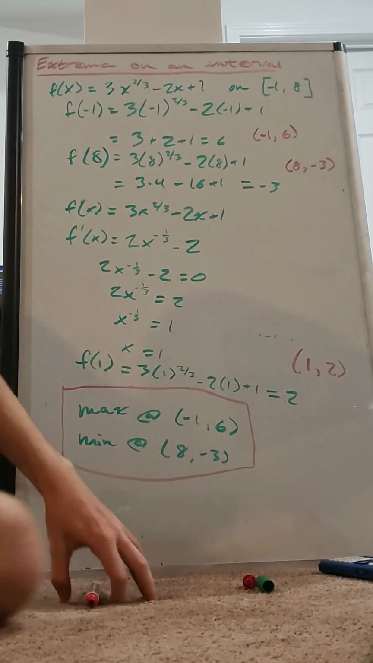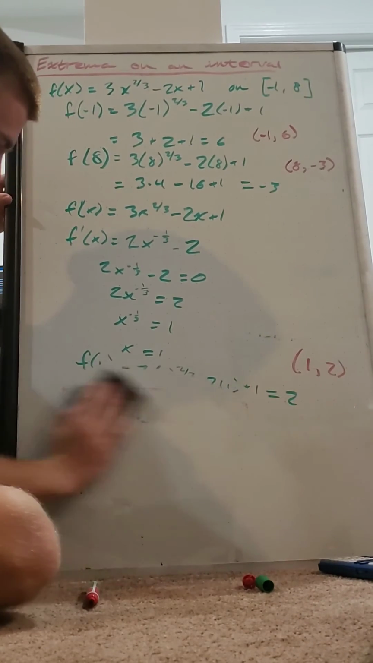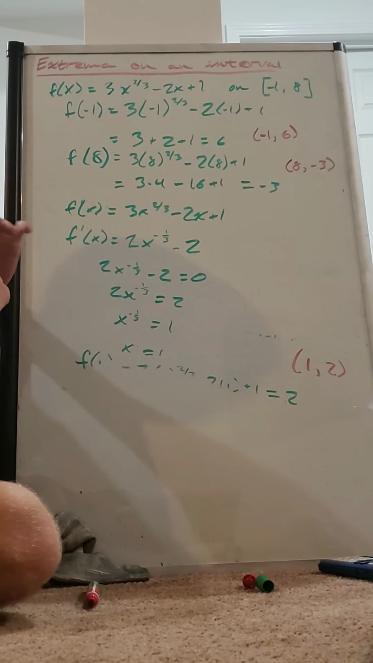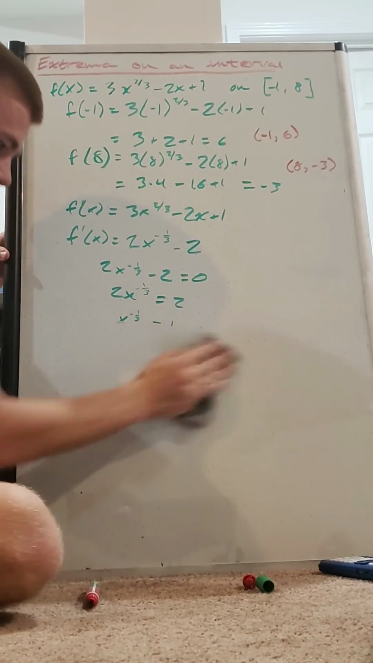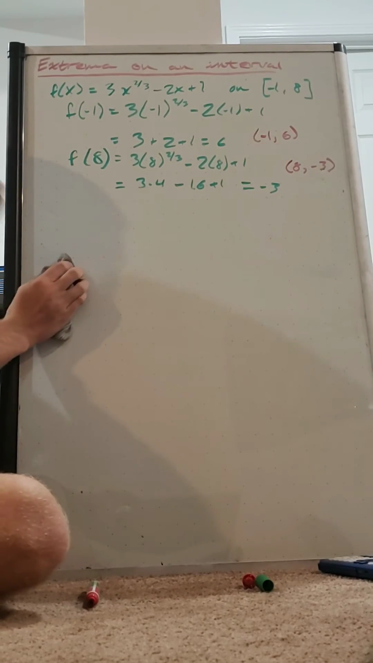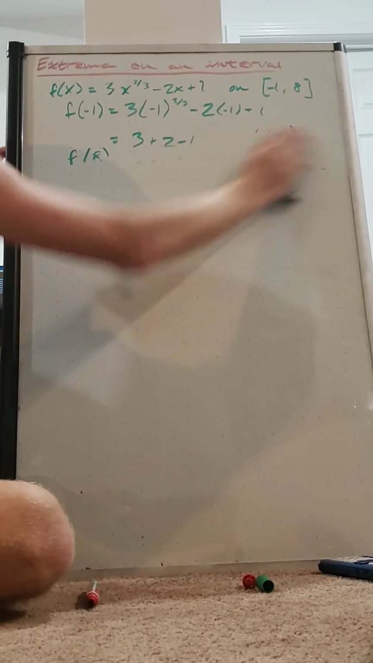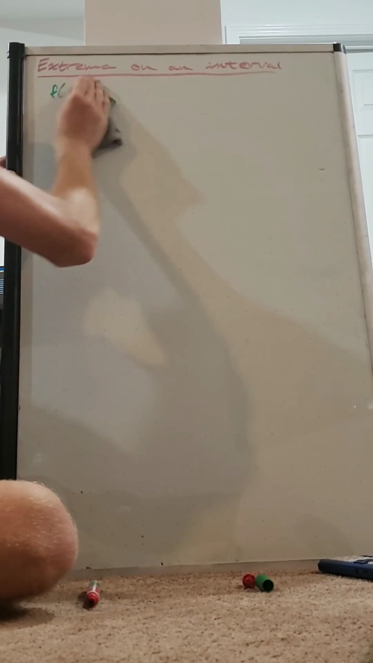And so all you need to remember about finding absolute extrema on an interval is to check the endpoints and then check the critical values. And critical values is taking the derivative of the function, setting it equal to 0, and plugging that value back into the function. Right, and that's going to be it for this video.